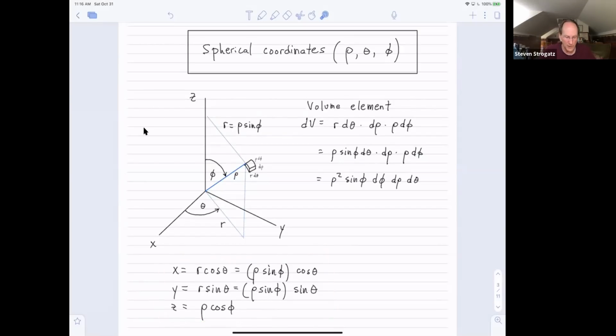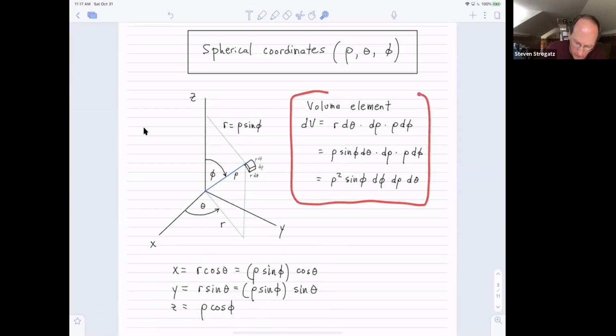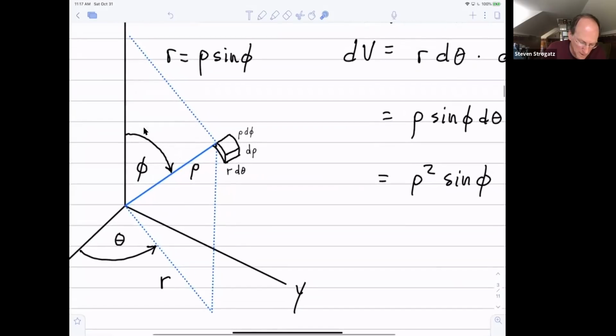Looking at these triangles, we're not going to really need that so much as the volume element that we talked about in the last lecture. When we sweep out a little volume, we imagine moving in an infinitesimal amount away from this point, either in the phi direction like this, or we could extend out in the radial direction along rho, or we could also sweep around sideways this way by sweeping the angle theta around the z-axis.